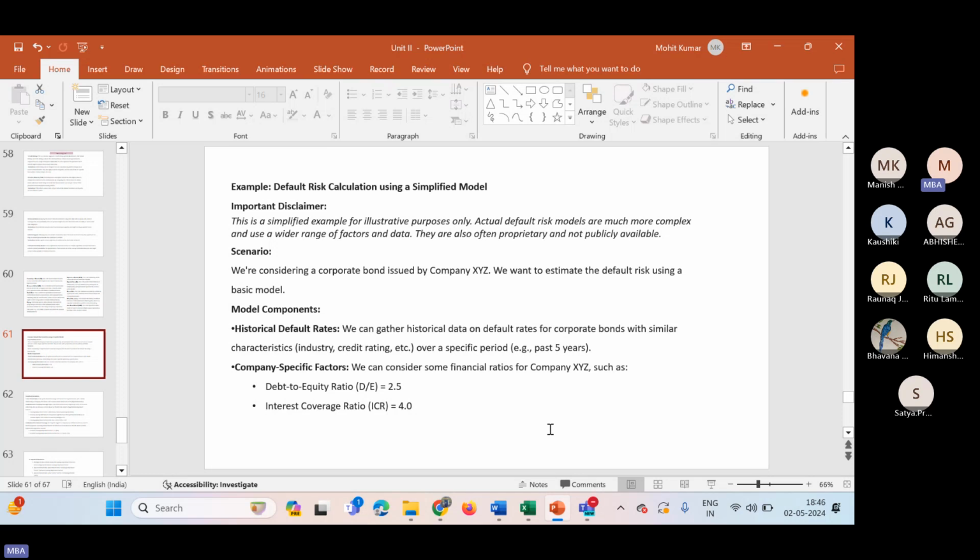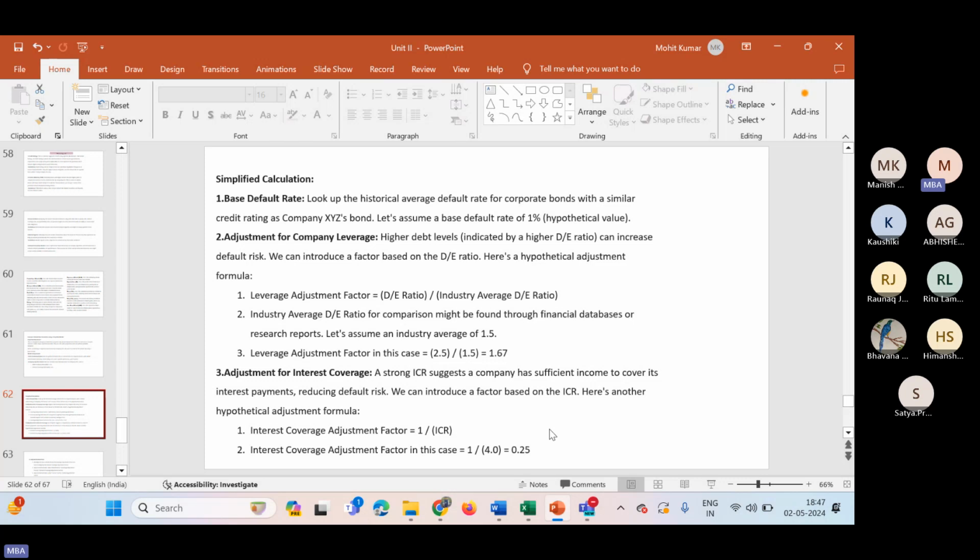For example, we are considering a corporate bond issued by company XYZ. We want to estimate the default risk using a basic model. The model components: first of all, you have historical default rates. We can gather historical data on default rates for corporate bonds with similar characteristics, industry, credit rating, etc., over a specified period. For 5 years, you can get historical data on multiple factors. Then you can calculate the company specific factors, like ratios. You took a debt to equity ratio of 2.5 and an interest coverage ratio of 4. Once you have taken these two components, you can do the simple calculation.